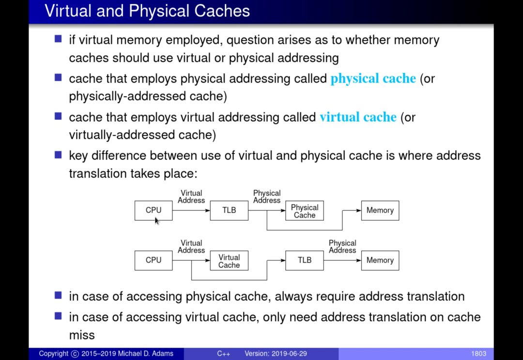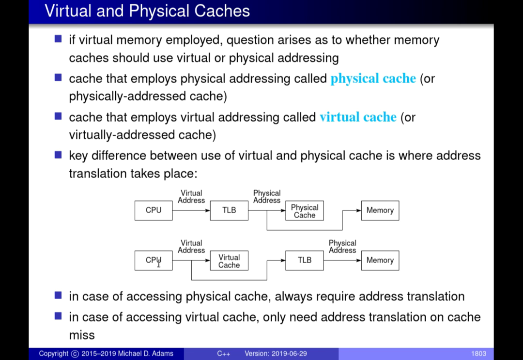If we look at the diagrams appearing on the slide, the top one shows the case of a physical cache, and the bottom diagram shows the case of a virtual cache. The key difference between these two approaches is where the address translation takes place. So if we're running some code on the CPU and it's using virtual addresses for all of its memory accesses, what this means is that for every memory access that's performed, in order to use the cache, we first have to perform address translation of this virtual address into a physical address, because the cache requires a physical address be provided to it. So in the top figure, we always have to perform address translation on every memory access.